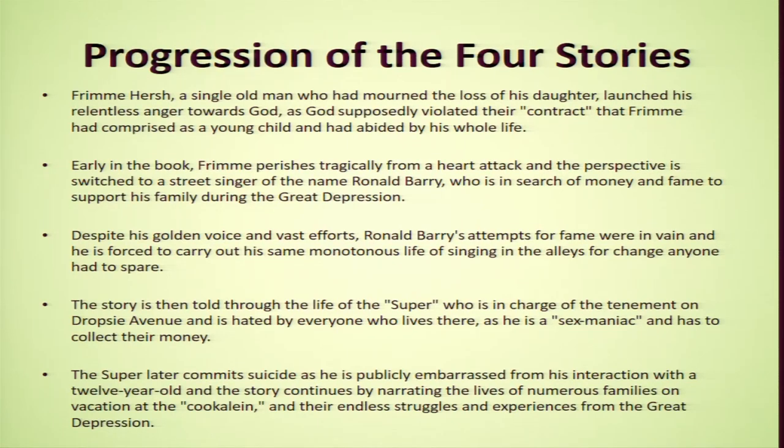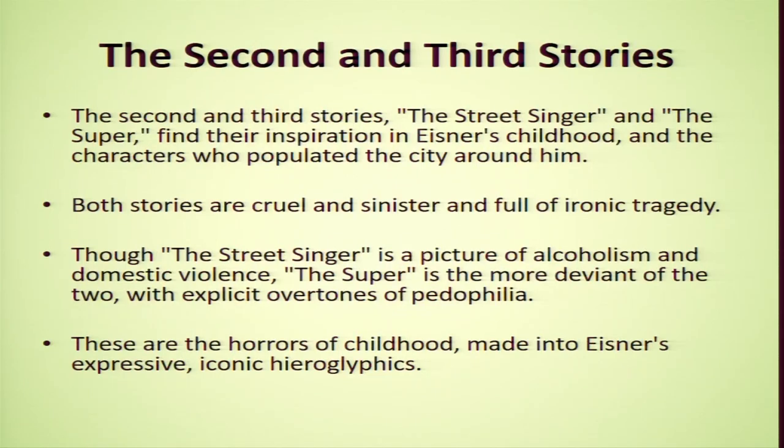The story is then told through the life of the super, who is in charge of the tenement on Dropsy Avenue and is hated by everyone who lives there, as he is a sex maniac and has to collect their money. The super later commits suicide as he is publicly embarrassed from his interaction with a 12-year-old. The story continues by narrating the lives of numerous families on vacation at the Cook Lane and their endless struggles and experiences from the Great Depression.